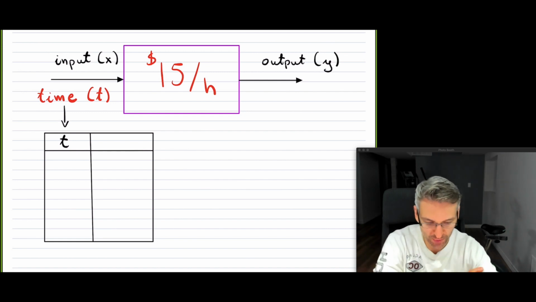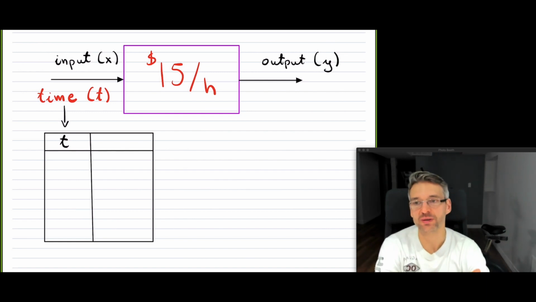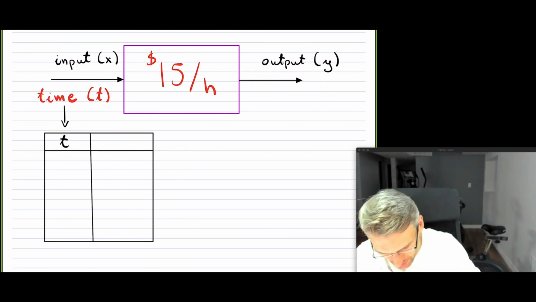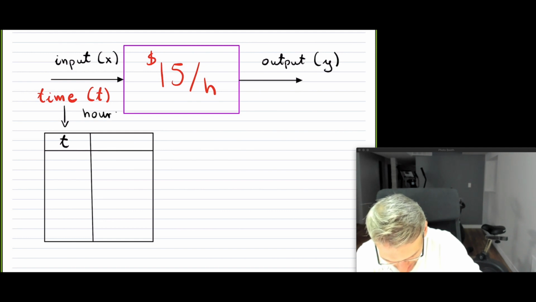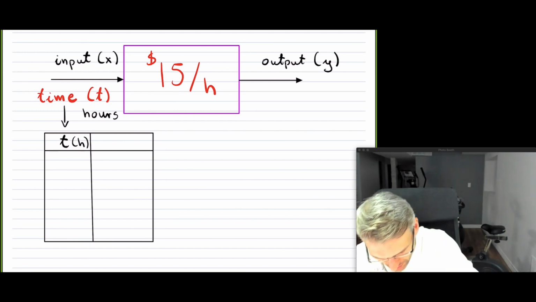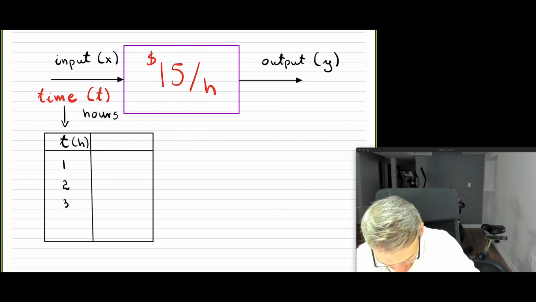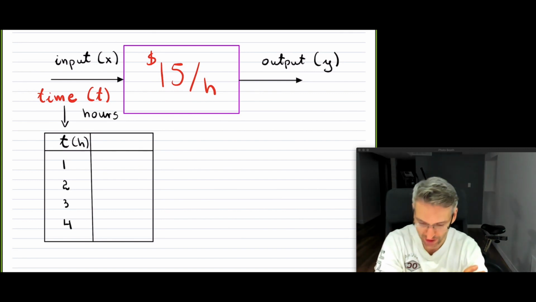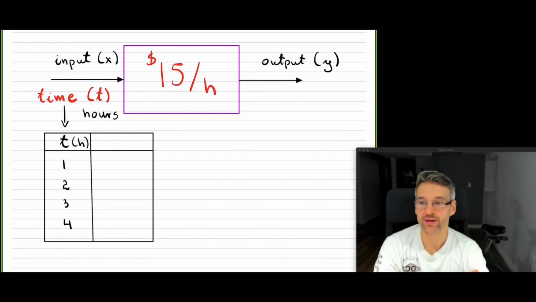Now my output is actually going to be the amount of money that you're going to make. So my input, I'll keep it in hours. Let's say the input is in hours, so I'll put H in brackets in here. So you have X amount of hours. Let's say if you work 1 hour, or 2 hours, or 3 hours, or 4 hours, and so on, depending on how many hours you have.